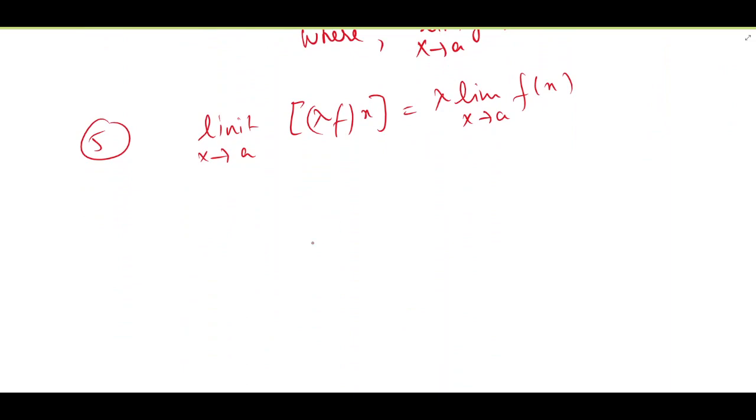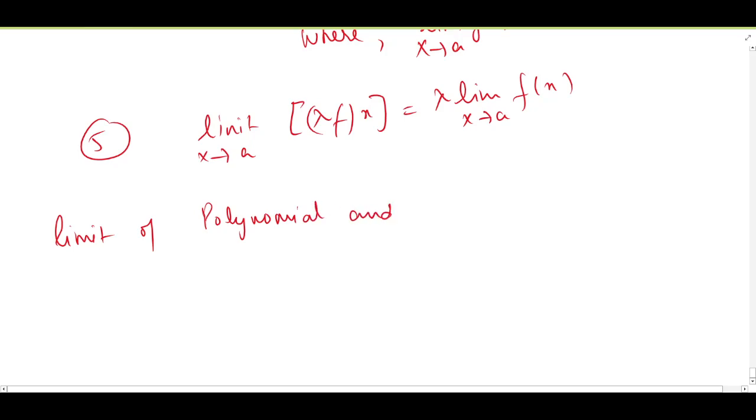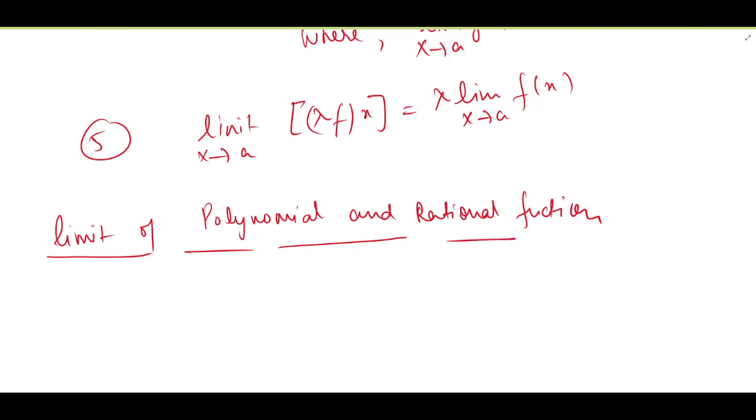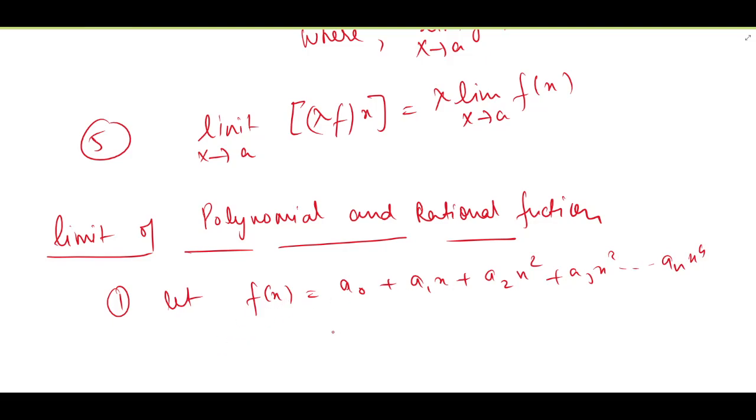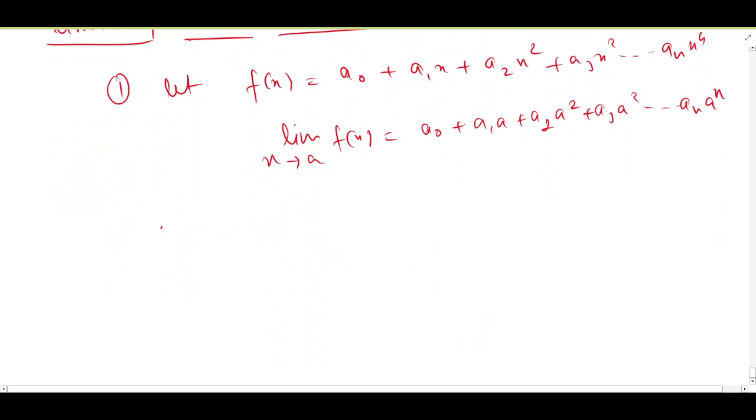Next is limit of polynomial and rational function. First is let f of x is equal to a naught plus a1x plus a2x square plus a3x cube up to an xn. So we say limit when x approaches a, we get limit when x approaches a f of x is equal to a naught plus a1a plus a2a square plus a3a cube and so on up to an a to the n. So we can say for polynomial function when x approaches a, limit of f of x should be equal to f of a.